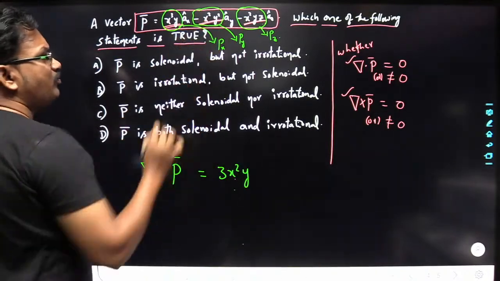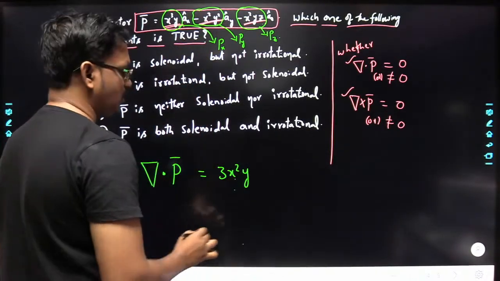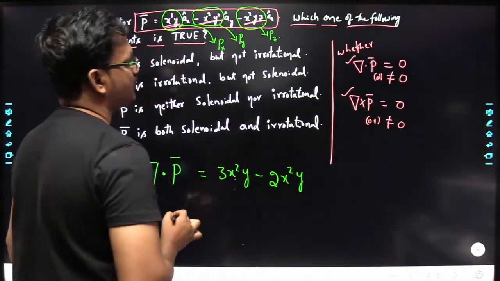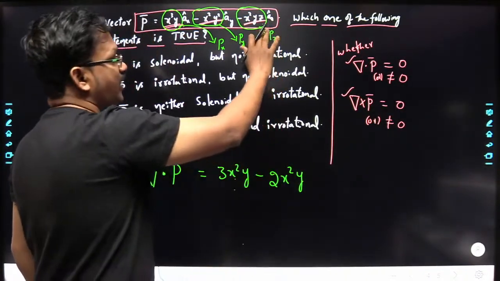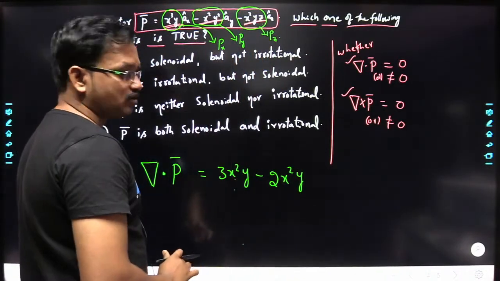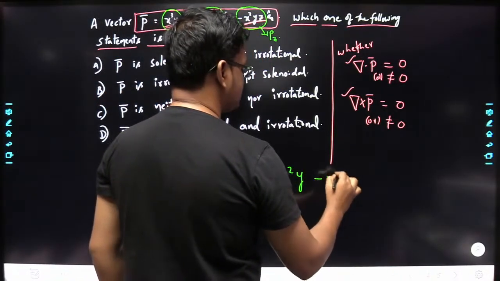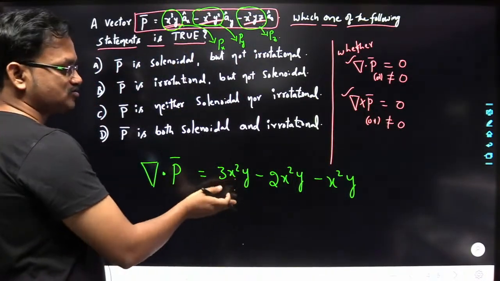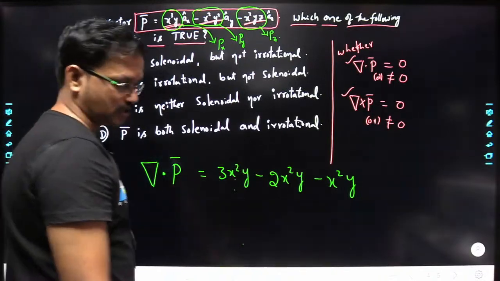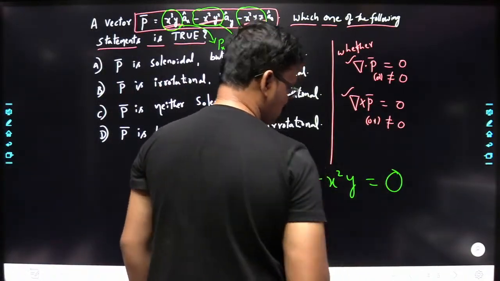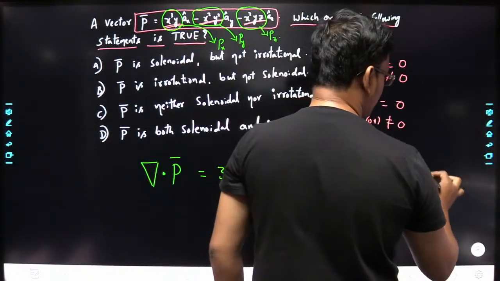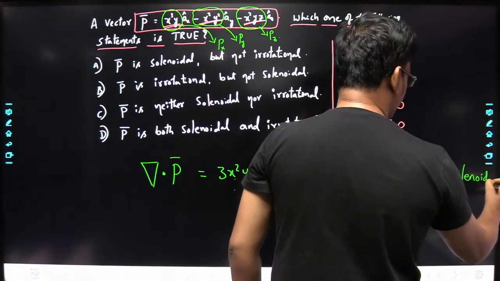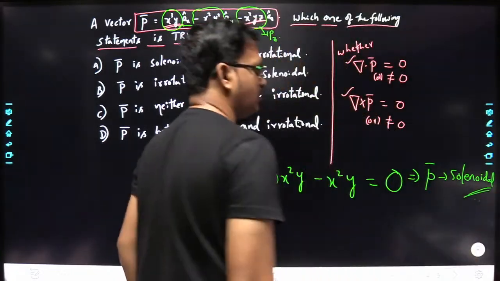Now take y component and differentiate with respect to y. So then what you are going to get? You are going to get minus 2 into x square y. Next, take z component and differentiate with respect to z. What you are going to get? Minus x square y. So what you are getting? 3x square minus 2x square minus x square is equal to what? Is equal to 0. So from here you can say P bar is solenoidal. Yes or no? We can easily conclude P bar is solenoidal, right?